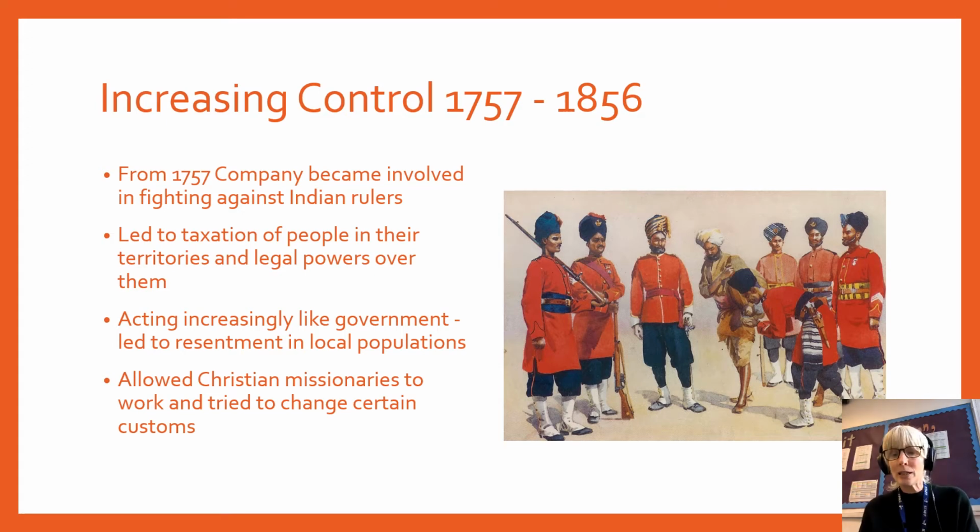One of the key dates, why we've got 1757, is that's the first time the company used its forces to fight against Indian rulers who didn't want them to trade, or to protect one Indian ruler who did support the East India Company against another one who didn't. So they started getting involved in these sort of local politics between different Indian states.